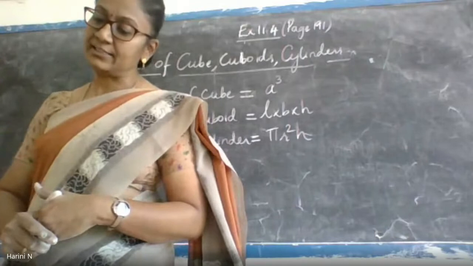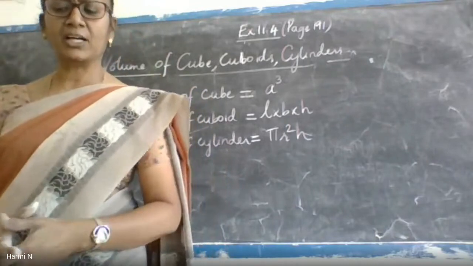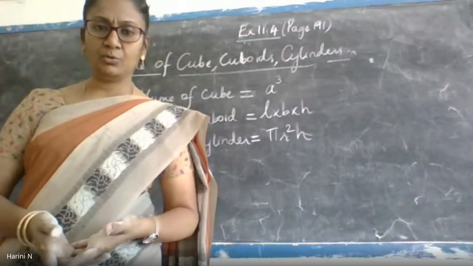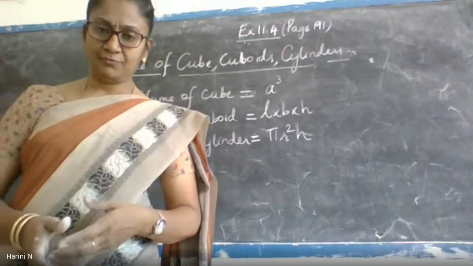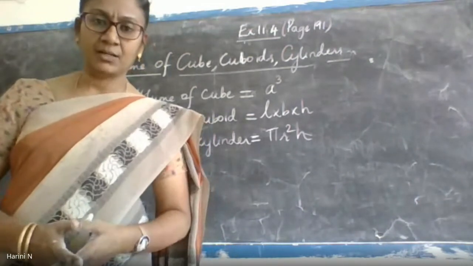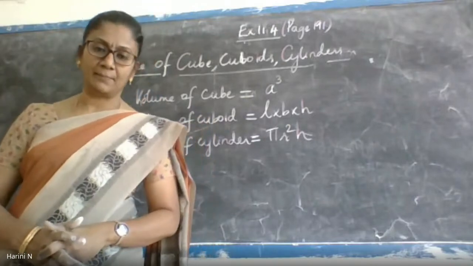So the question is, which of the two cylinders will have a bigger volume and a greater surface area? Without actually calculating, most of you may think, which do you think will have a bigger volume, the first cylinder A or cylinder B?